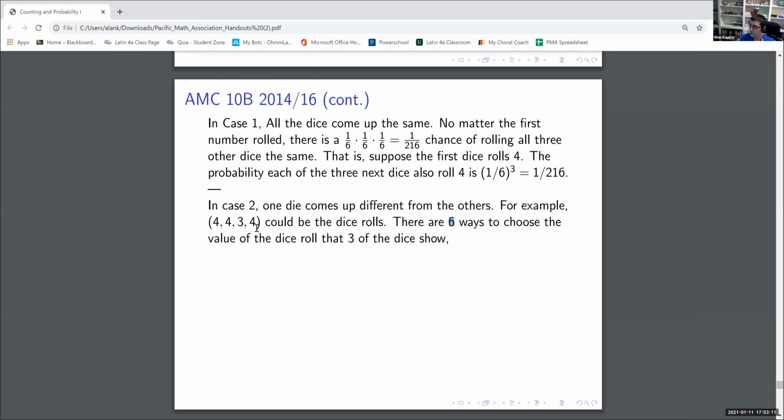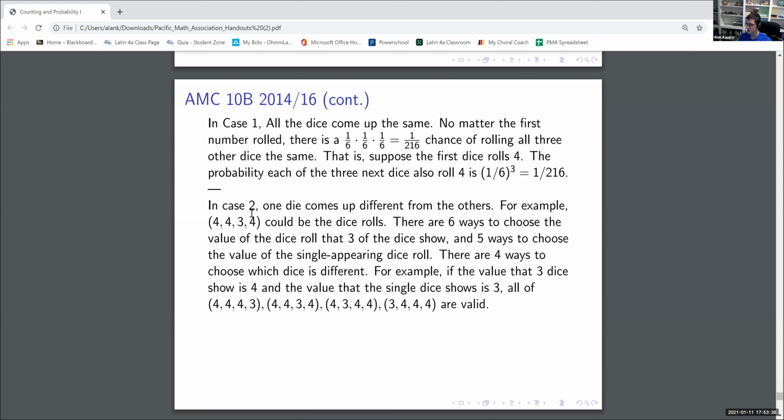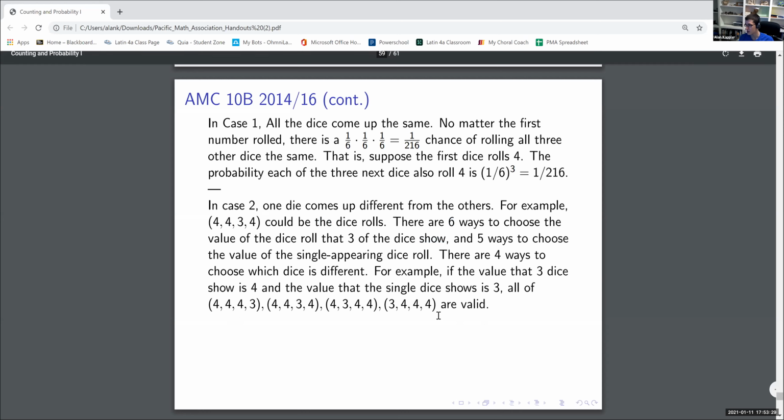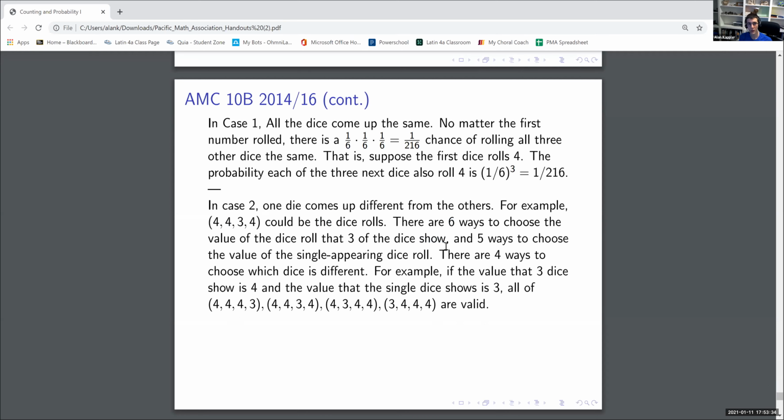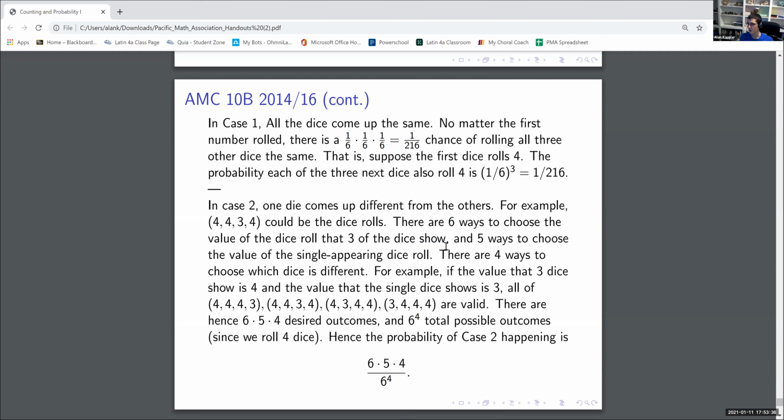So there are 6 ways to choose the dice roll that 3 dice show, in which case you only have 5 ways to pick that odd one out. And there are also going to be 4 ways to choose the die that's different. So we have 6 times 5 times 4, all out of 6 to the 4th. And that's going to be our number for case 2. And do people follow that?